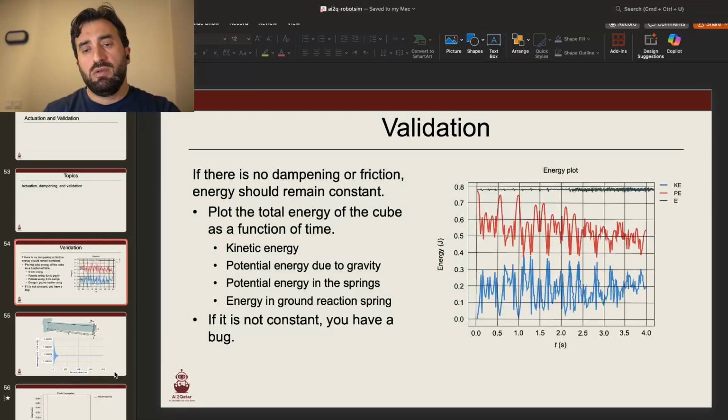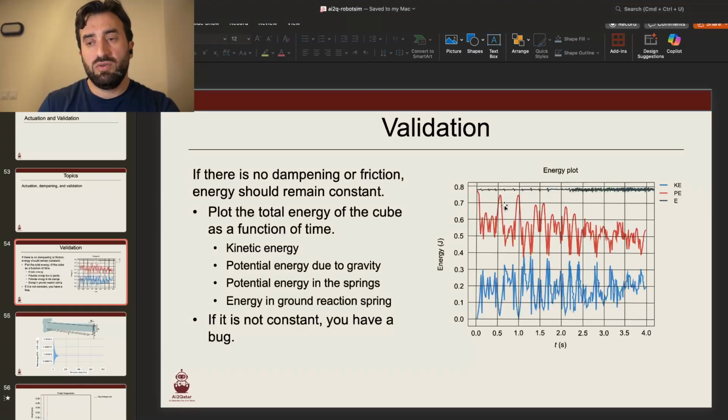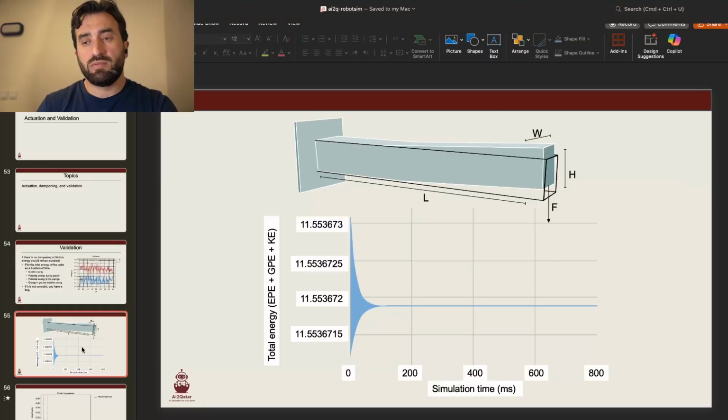So we have different types of energy. We have the kinetic energy, potential energy due to gravity, potential energy in the springs, and energy in the ground reaction spring. If you add all of them together, they all have to remain constant. As you can see in this dark graph here, this is the sum of all the energies in the simulation. And if it is not constant, there is a bug. There's an energy leak, if you may. And you have to find what is causing that.